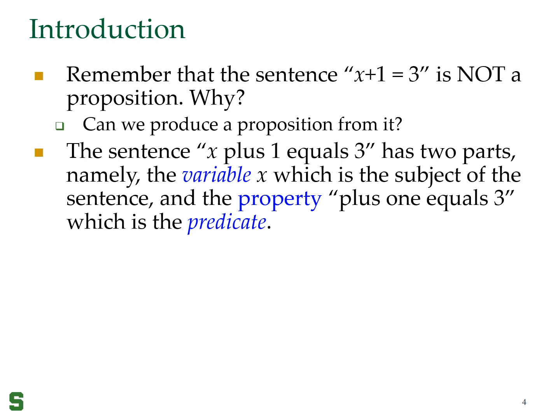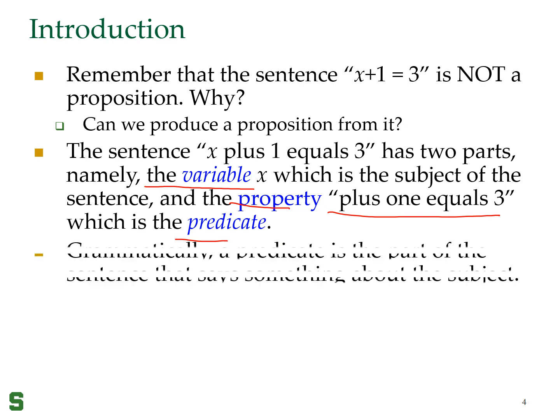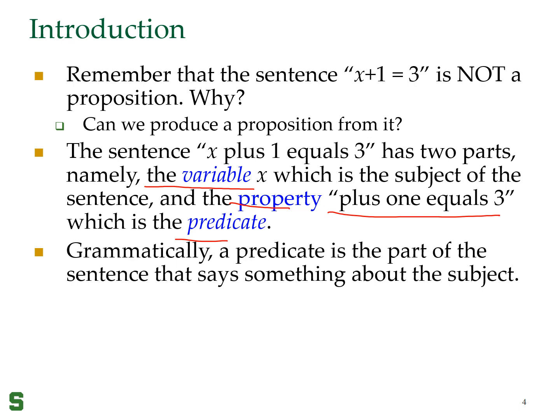The sentence x plus 1 equals 3 has two parts. One part is this variable x, and then there is a property which is plus 1 equals 3. And this is what we are going to call a predicate. Grammatically, a predicate is the part of a sentence that says something about the subject. In this case, the subject is this variable x, and you are saying that plus 1 equal to 3 is a property of this variable.